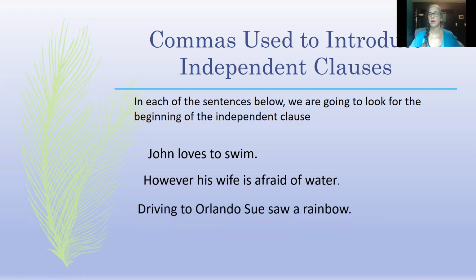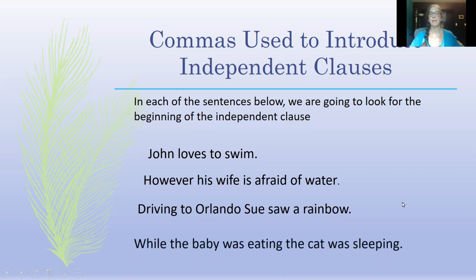Driving to Orlando, Sue saw a rainbow. Sue. Yep, Sue saw a rainbow. There's your independent clause. While the baby was eating the cat. Oh, wait a minute. Wait, while the baby was eating, the cat was sleeping. The baby wasn't eating the cat. Okay, where's the beginning of the independent clause in this sentence? The cat. Ah, the cat was sleeping. Good. Yeah. Thank goodness the baby wasn't eating the cat. That would be a little disturbing, wouldn't it?